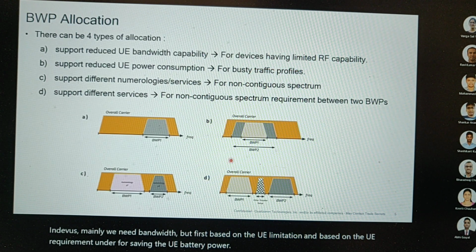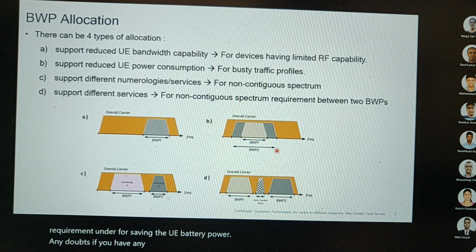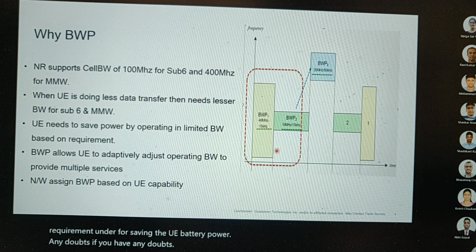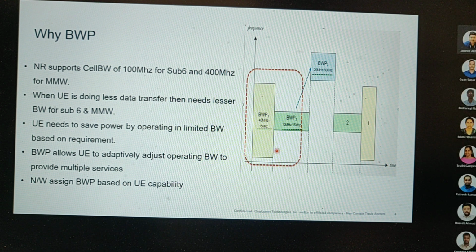Any doubts? One question. Based upon the UE's capability, we have a different supported bandwidth part here, you mean? Is it correct? Normally we have 100 megahertz support for all categories of UE which support 5G, right? Isn't it?